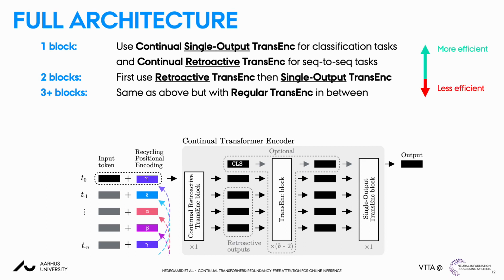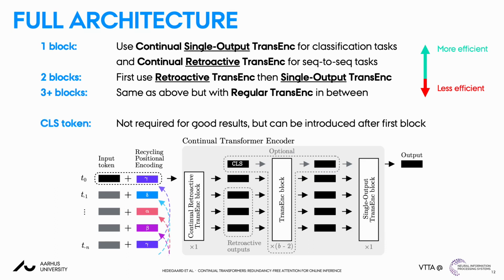Due to the one-to-many nature of continual retroactive transformer encoders, their efficiency gains quickly diminish as more blocks are added. Consequently, we recommend the use of 1 or 2 block architectures. In our ablation studies, we found that class tokens were not necessary to achieve good performance. They can, however, be introduced after the first layer.